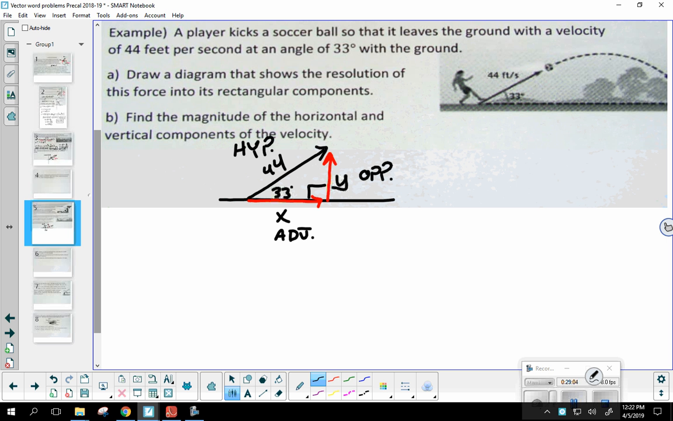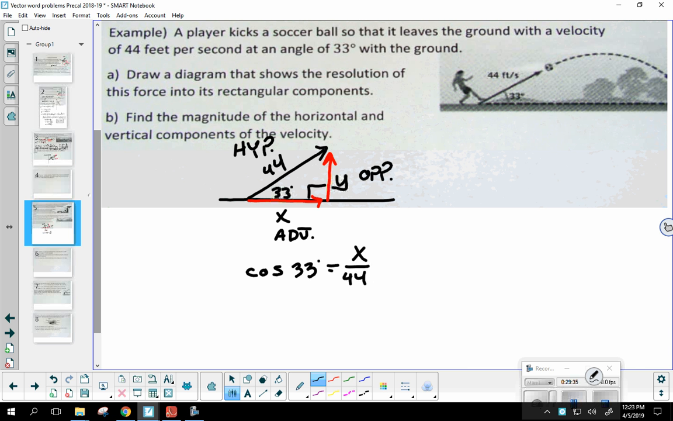So what trig function could use the adjacent and the hypotenuse? Oh, not tangent. That's y over x, that's opposite over adjacent. I'd say cosine. Remember, cosine is adjacent over hypotenuse. Sine is opposite over hypotenuse. So I could say cosine of 33 degrees is equal to x over 44.